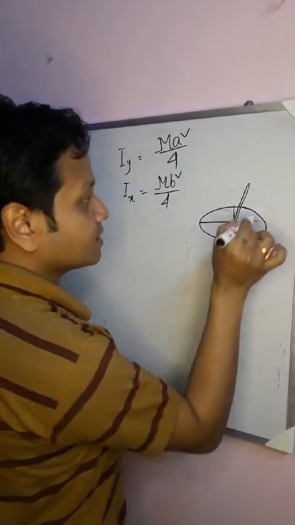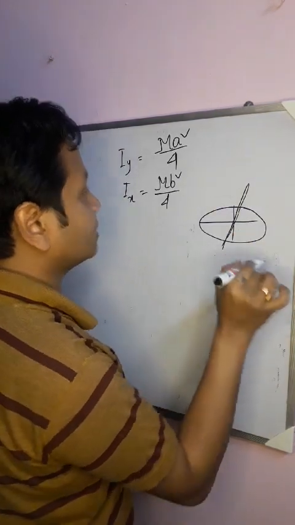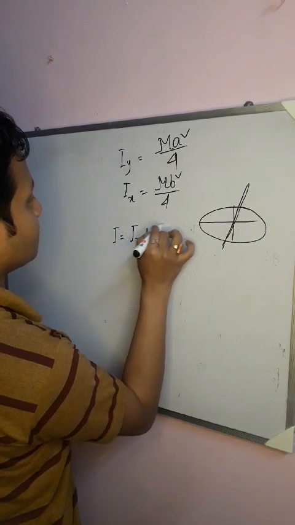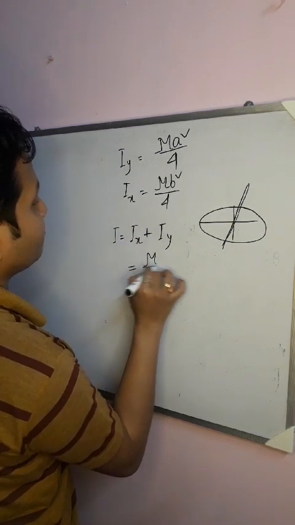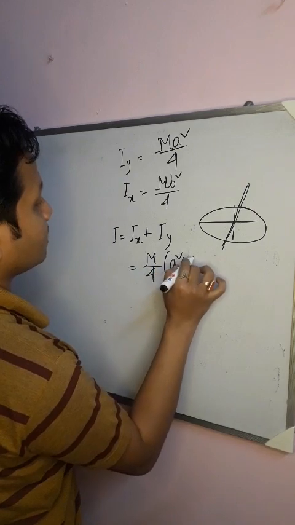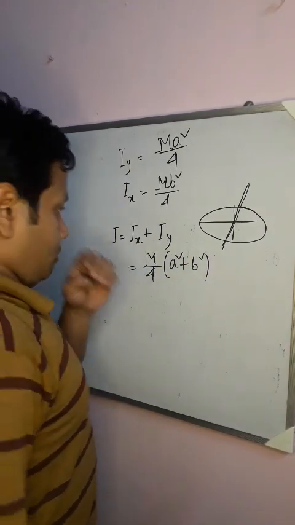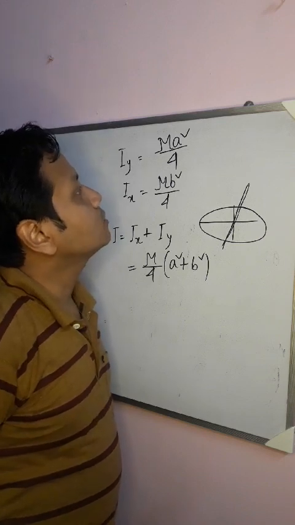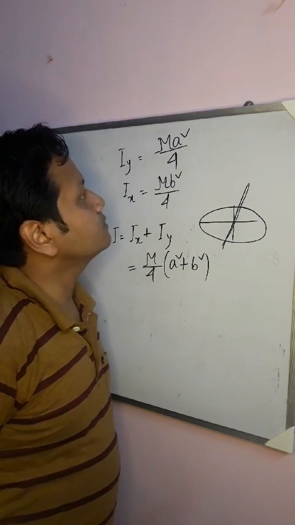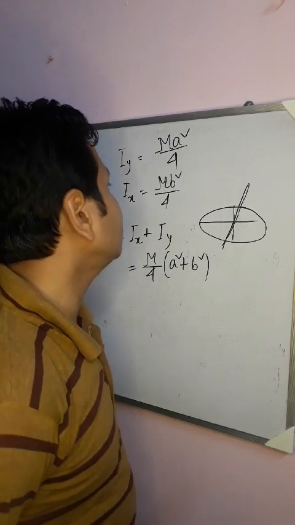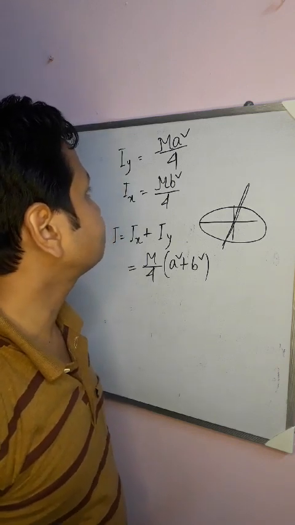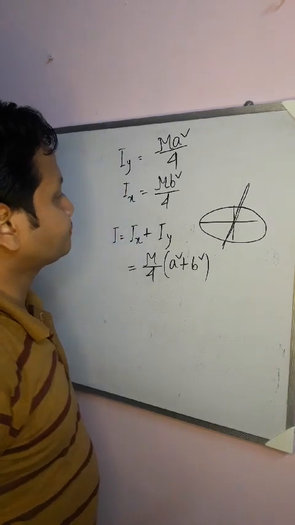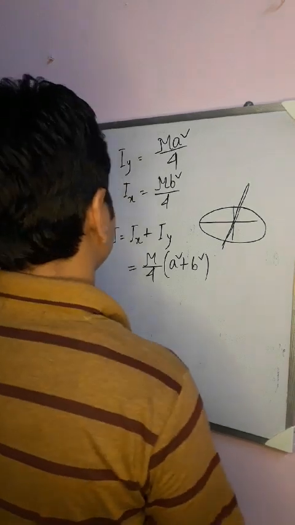Okay, this axis that is perpendicular to the plane of the disc, we know from the perpendicular axis theorem that Iz is Ix plus Iy, simply M by 4 (a square plus b square). So this is the result. This is the simplest thing, calculating the moment of inertia of an elliptic disc. So this is fine.